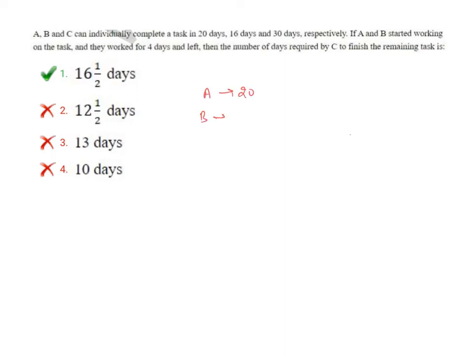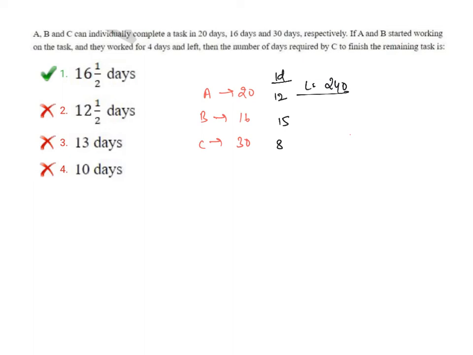B can do it in 16 days. C can do it in 30 days. So the LCM of 20, 16 and 30 is, you can say, 240. So that takes a bit of time, but you can find it out. LCM is 240. So therefore, 1 day work of A is 12. This is 15. Now this one is 8.